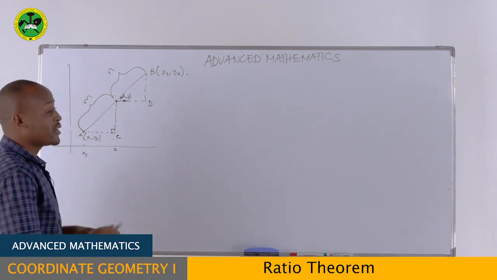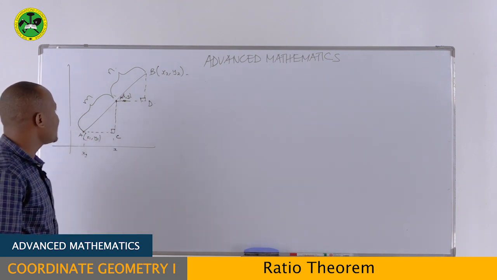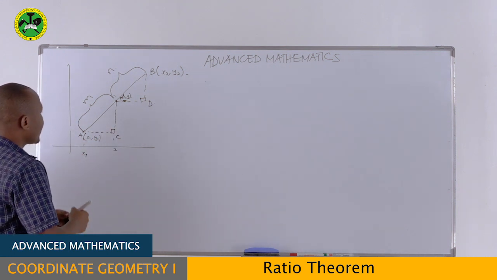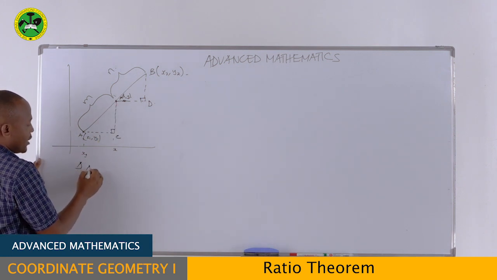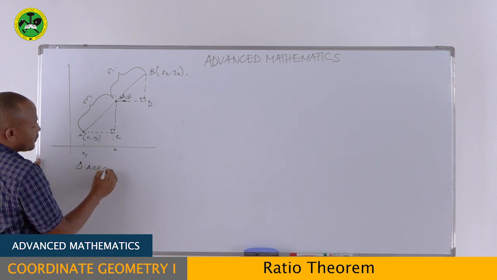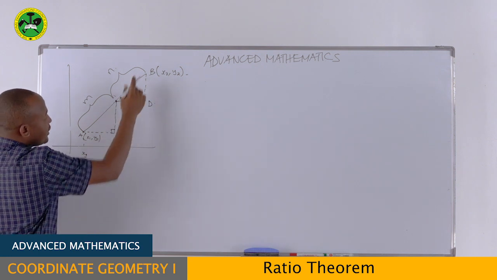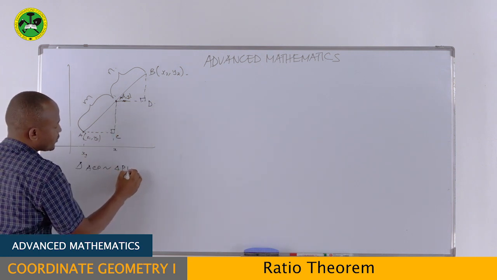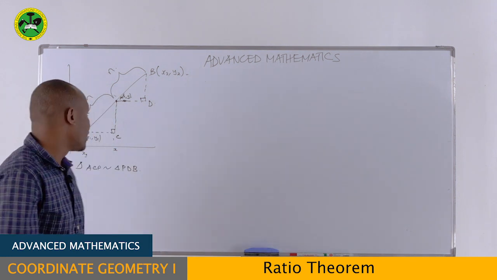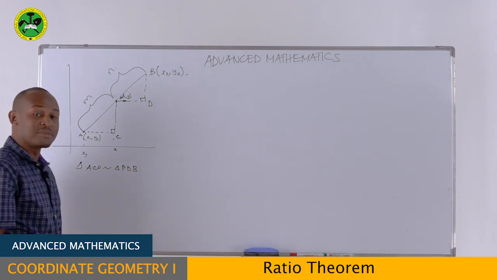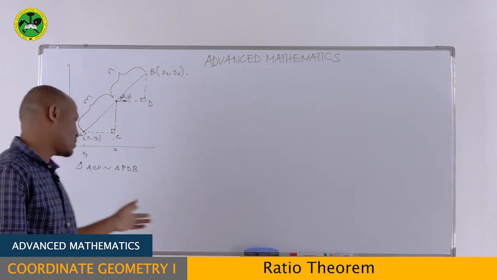So these are two right angled triangles. And as you can see, with point P, we can say triangle ACP is similar to triangle PDB. These two triangles are similar. We can show this by the use of similarities. You can use the theorems of similarities and show the similarities of those two triangles.